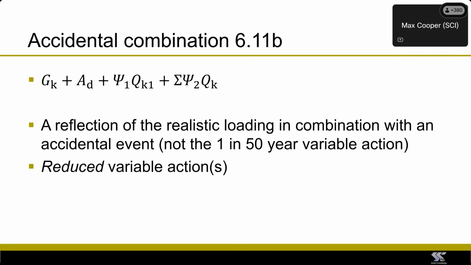So here's the final accidental load combination 6.11b when we use it with the UK National Annex. Again, just to summarize, we have the unfactored permanent action, so unfactored dead load. We have the accidental action, again unfactored. We have the leading variable action at a load level using psi 1, and then we have accompanying variable actions using psi 2. So yeah, I think that's all clear.